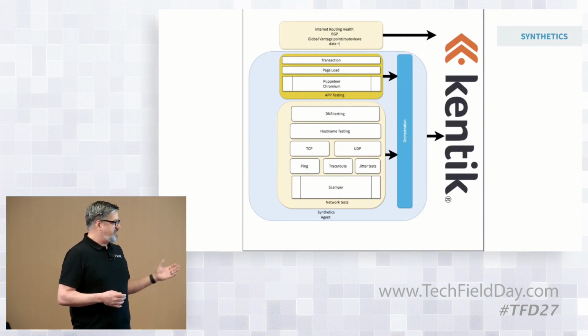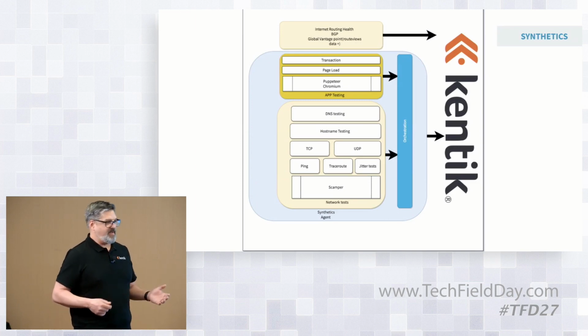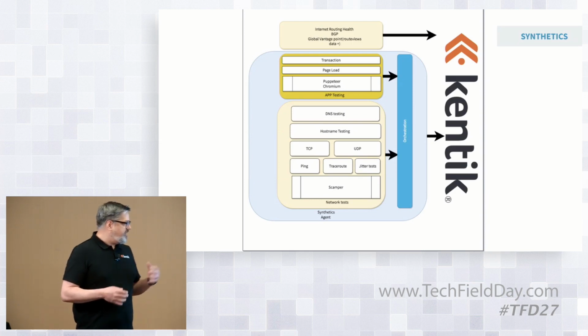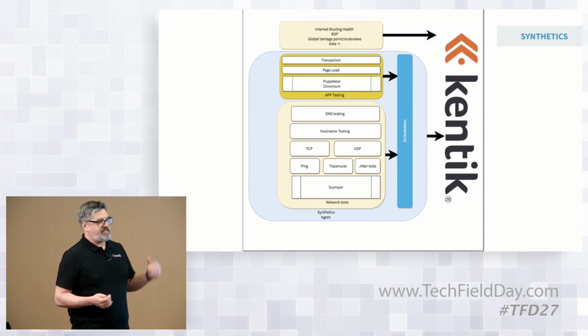So we have things like ping, traceroute, jitter measurement, and it uses Paris traceroute, so we can look if there's multiple paths that traffic's going. We will be able to identify that there's multiple paths. And then you look at things like TCP connections. So I just want to make sure I can connect to this, but it's not necessarily going to do anything with that connection. It's just going to make sure that connection can happen, and it's going to measure how long it takes.